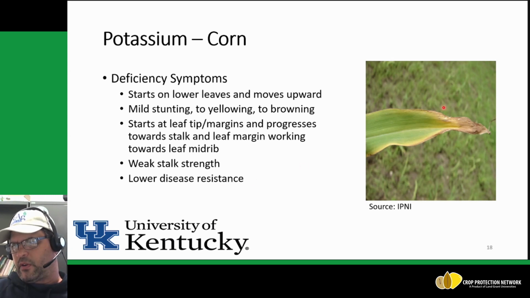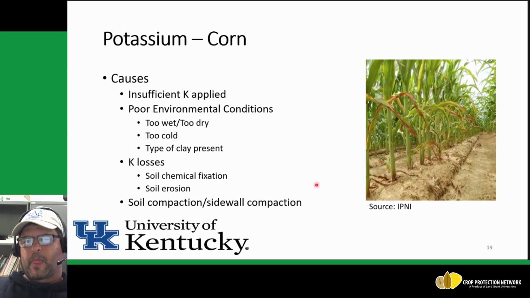We can see here it started on the tip of this corn leaf and it's starting to work backwards and in. What causes it? Again, not an adequate amount in the soil or not an adequate amount applied. The poor environmental conditions, too wet, too dry, too cold. However, the type of clay present, certain types of clay will fix potassium. So it's similar to phosphorus, but a little different mechanism.